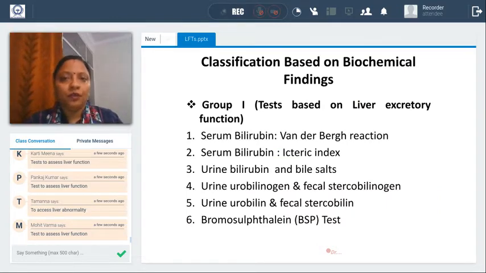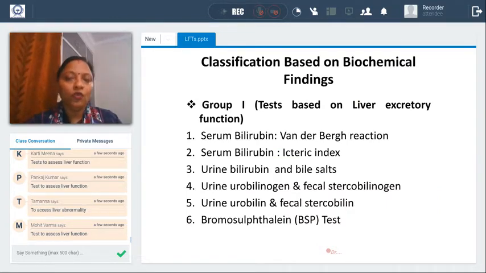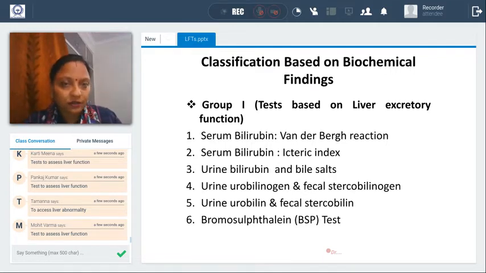So group 1, based on biochemical findings. You all know what biochemical findings are. We can judge various biochemical factors in blood, serum, plasma, in urine, etc. So the first group, tests based on liver excretory function.